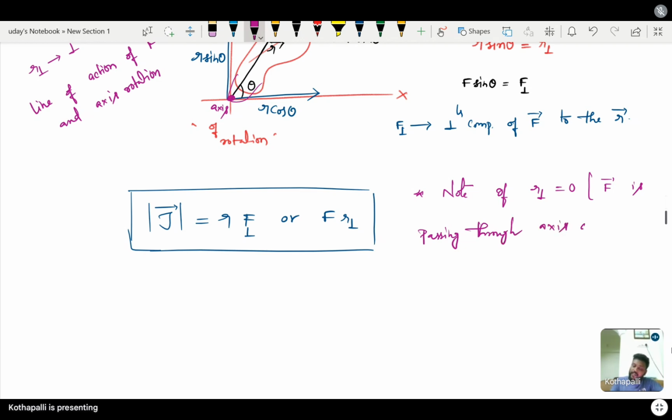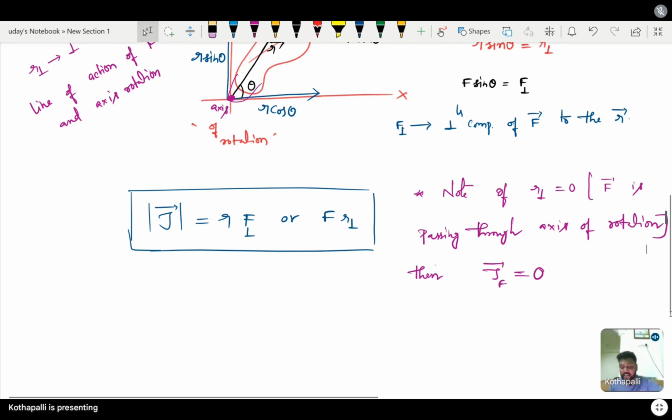Axis of rotation. Then what happens? Torque due to that force will be what? Zero. Torque due to that force will be zero. Understand my point? Okay, very important concept.